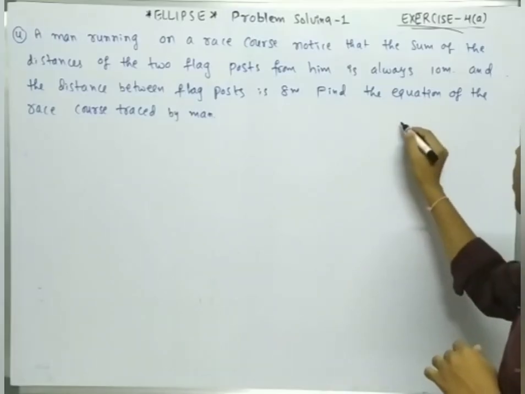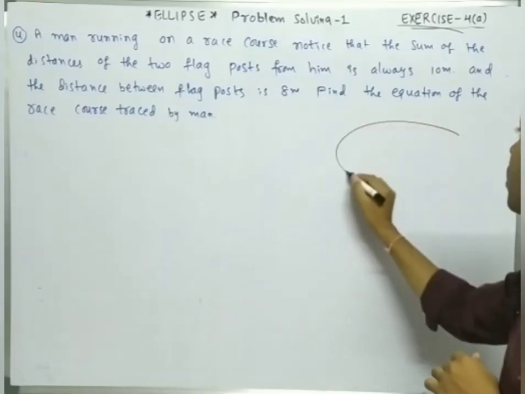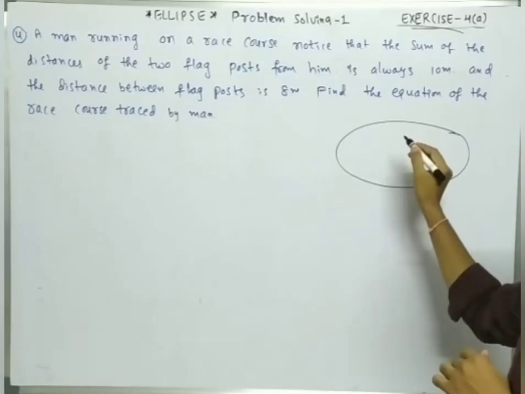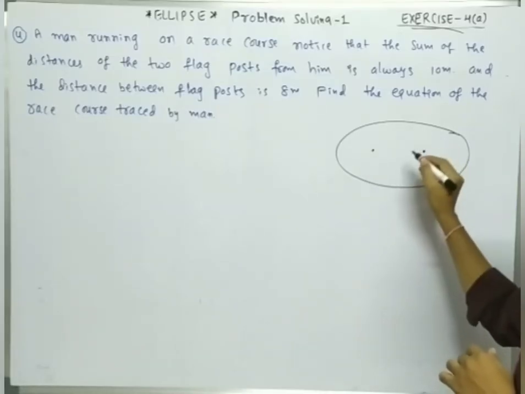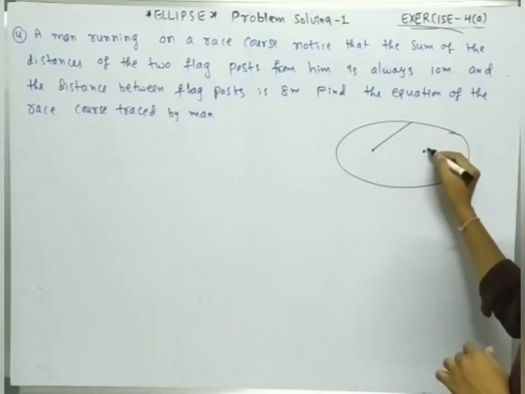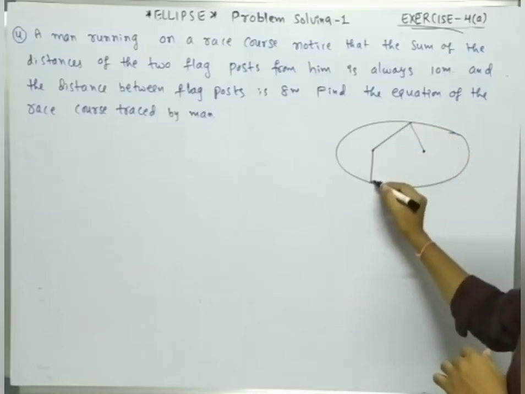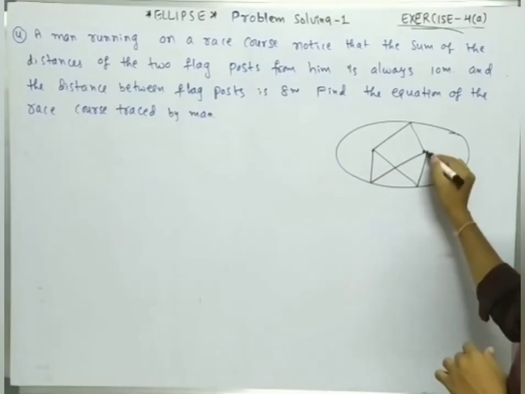Okay, now here this is a man running on a race course. He noticed that there are two flag posts. He observed that the sum of the distances is always constant.